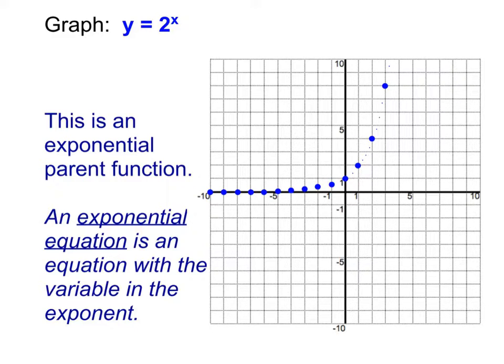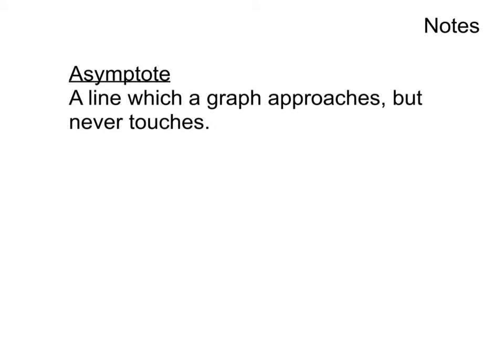Now, one of the things that's unique about the exponential equations is that they include this set of points here where the further out I go, the closer I get to 0. Well, a lot of graphs actually have this characteristic where the graph is approaching something but never actually hitting it. That line that it's approaching has a special name. That is called the asymptote of the graph.